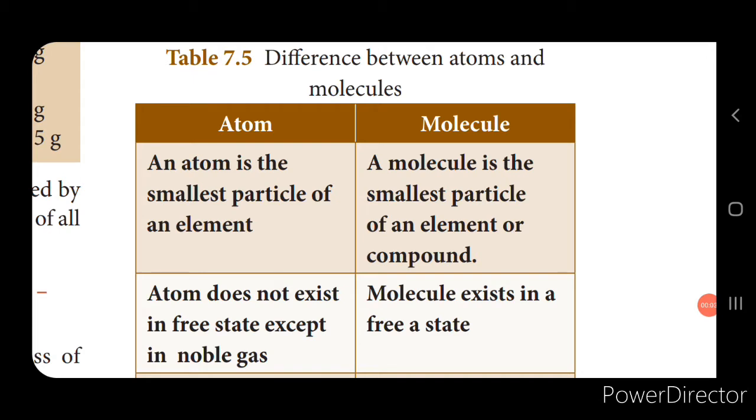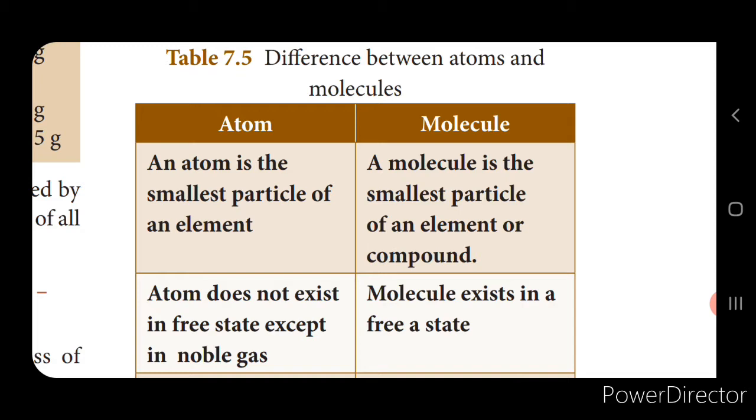For the concepts that we are going to deal with today, you're going to refer from page number 96 in your textbook. First we are going to see the difference between atoms and molecule. Atom is the smallest particle of an element. For example, hydrogen, oxygen, carbon, phosphorus. These are the examples of element. So atom is the smallest particle of an element. For example, if I say nitrogen, it consists of nitrogen atoms. Carbon consists of carbon atom.